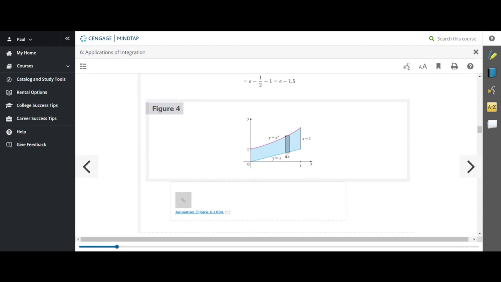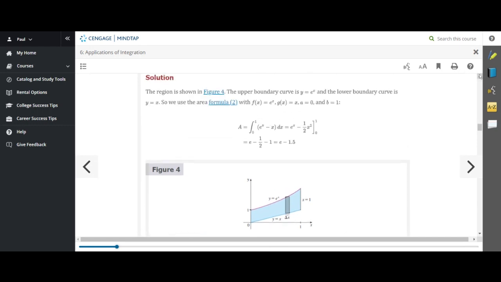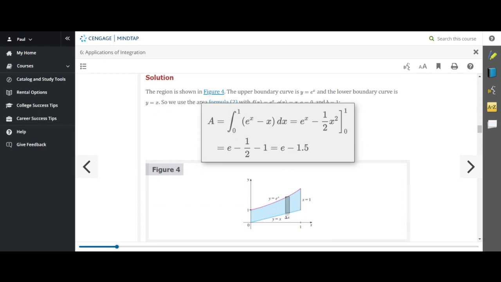You see how in figure 4 they draw a little rectangle with a delta x? That's just telling you that you're going to be adding areas of vertical rectangles, and ultimately your integral will be with respect to x. That's all that means. And so in this problem, here's the solution.